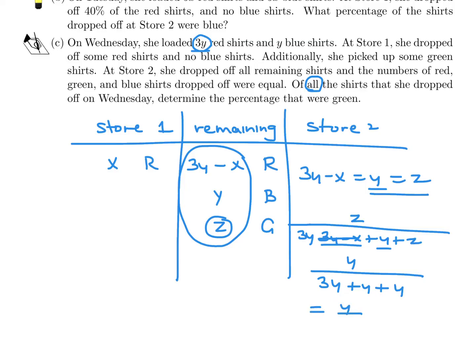So that'd be Y over 5Y, and that's just 1 over 5, which is 20%. So it's all of the shirts that she dropped off on Wednesday, so they're including store 1 and store 2 combined.